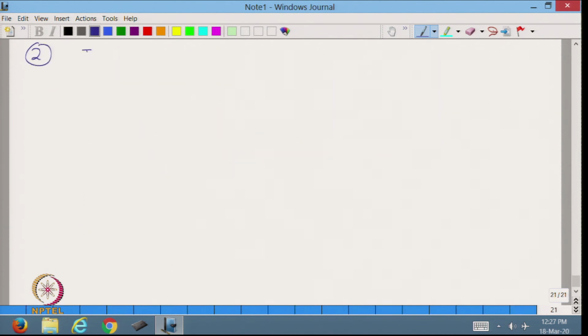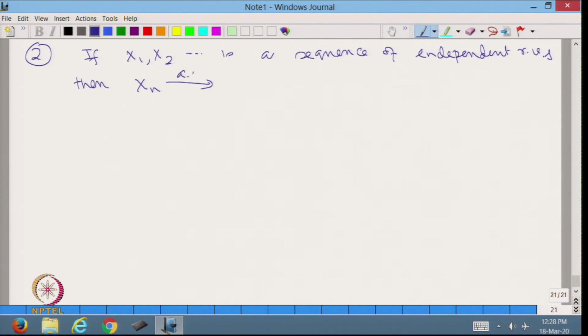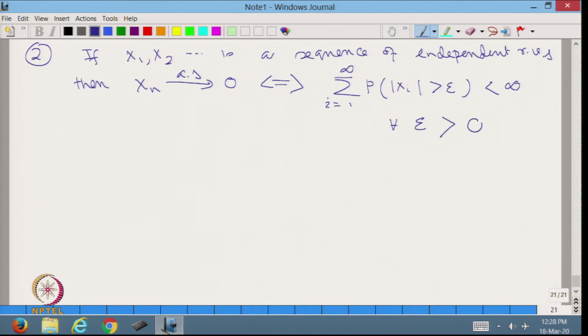Two, if X1, X2, etcetera is a sequence of independent random variables, then Xn converges almost surely to 0 implies and is implied by the sum over i equal to 1 to infinity of the probability that modulus of Xi is greater than epsilon is finite for all epsilon greater than 0.